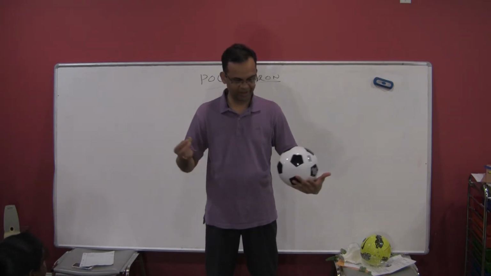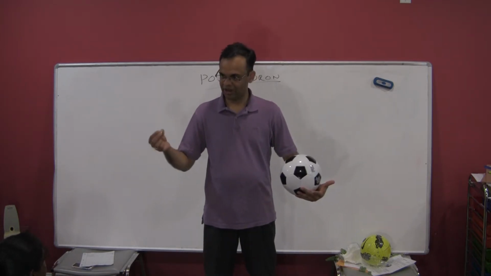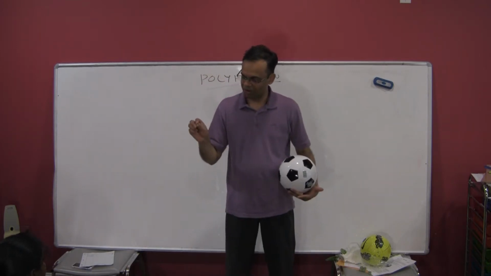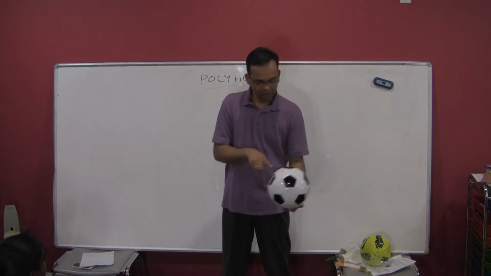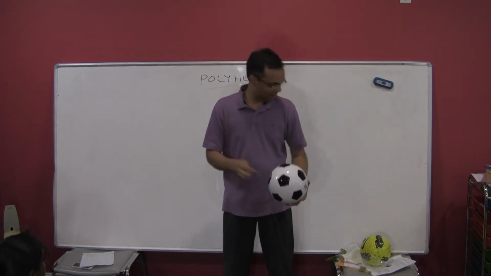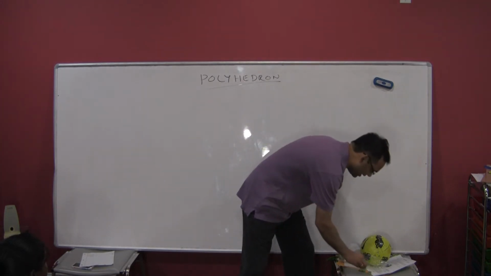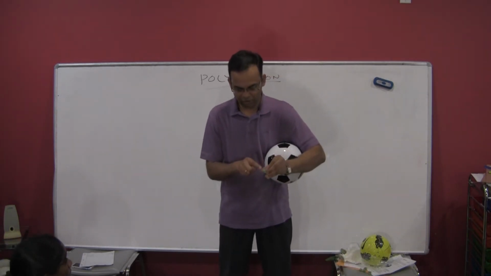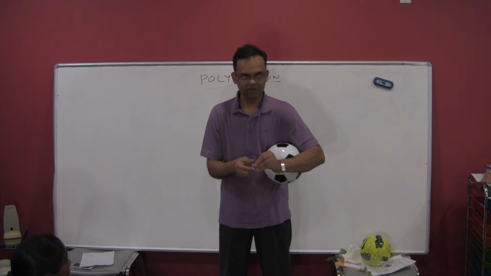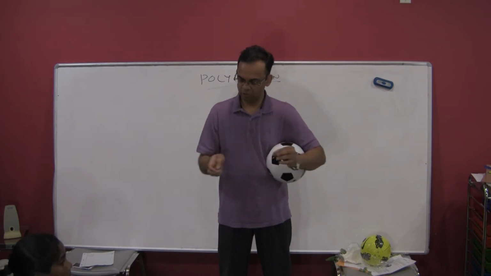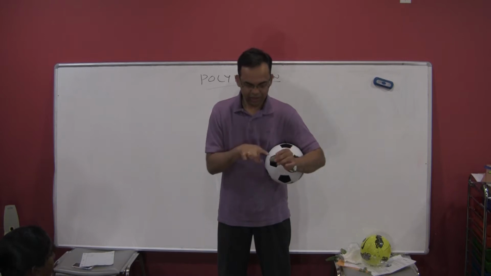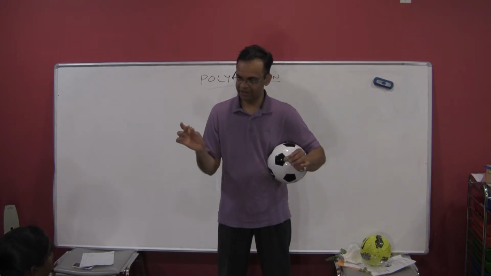You can have squares, pentagons, hexagons, octagons, decagons, dodecagons. All those are called polygons. So this is a polyhedron. This is also a polyhedron. But if you look at this one, this is also made of all triangles. Do you see that? This is also a polyhedron. Both of these are polyhedrons. But do you see this is a little bit rounder than this?